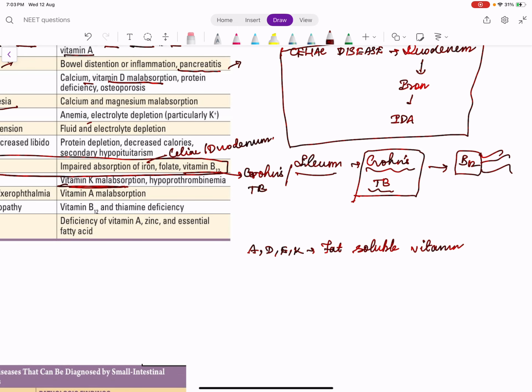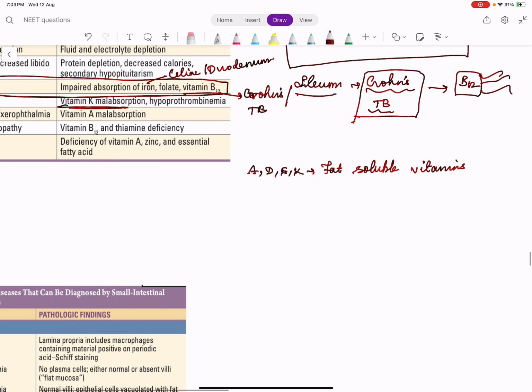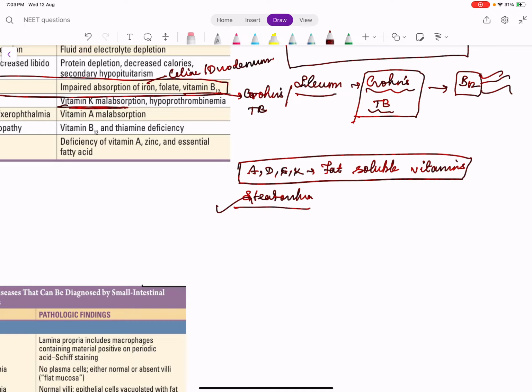So these are fat-soluble vitamins. When fat-soluble vitamins are not absorbed, when there is fat malabsorption, there is a background of steatorrhea. Example, chronic pancreatitis is a disease which causes fat malabsorption because lipase is deficient. So there is steatorrhea, there is abdomen pain, there is history of diabetes because of endocrine pancreatic insufficiency.